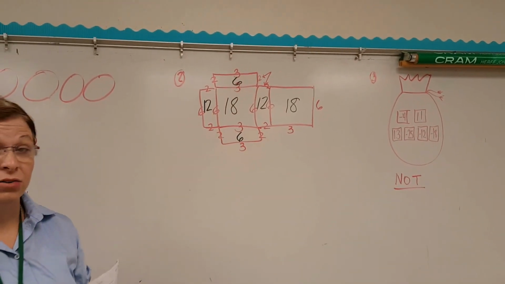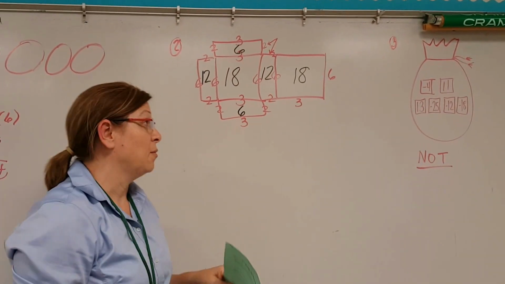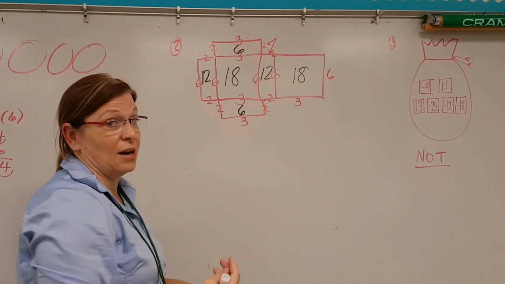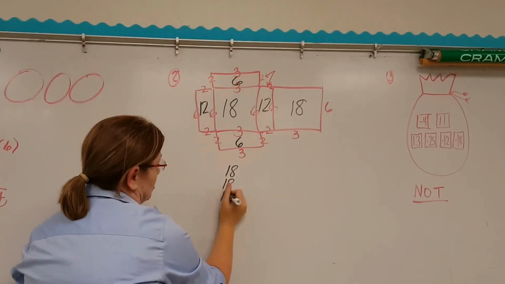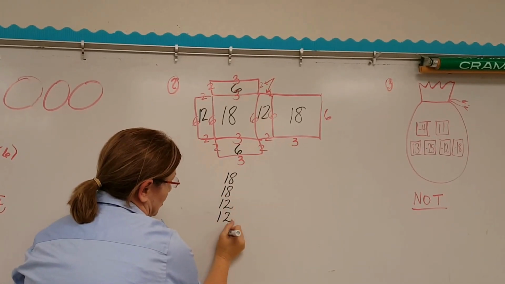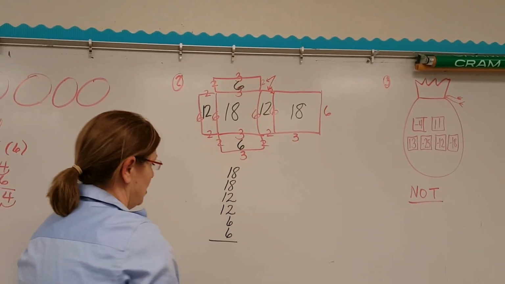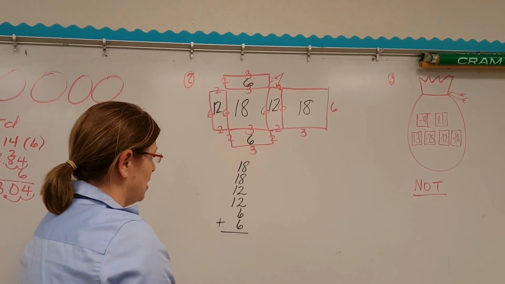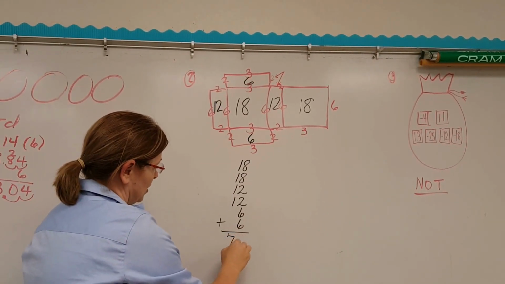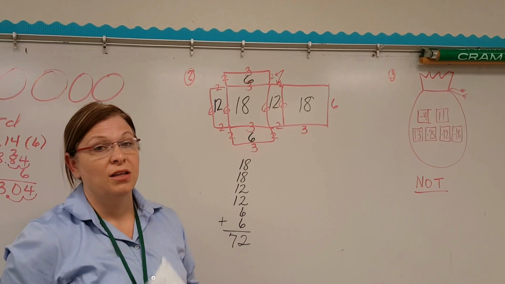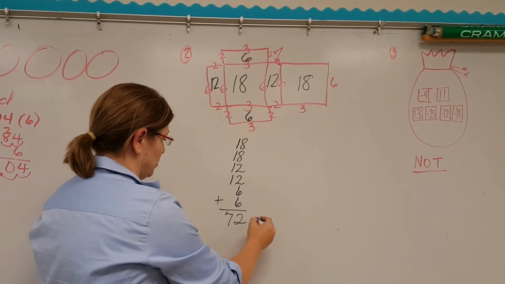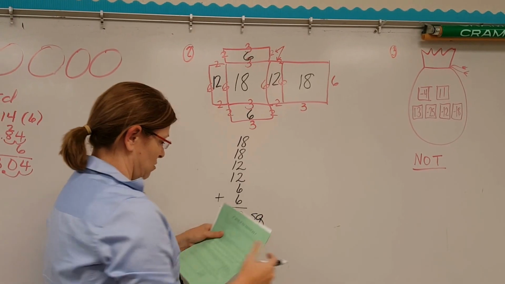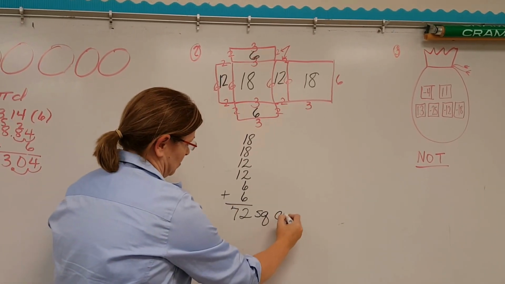So to figure out the total surface area of the net, I would take all of those numbers and add them all up. So I've got 18, 18, 12, 12, 6, 6. If I add those up, I get 72. So the surface area of this is 72 square centimeters.